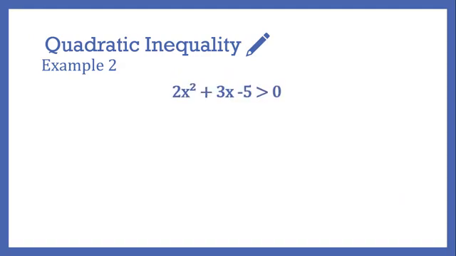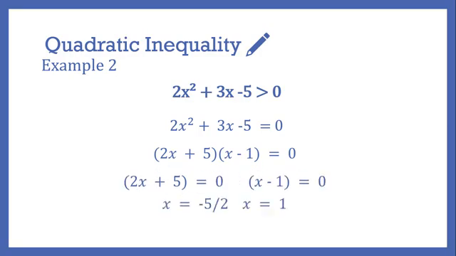Let us solve the quadratic inequality 2x squared plus 3x minus 5 is greater than 0. First, we will solve the corresponding quadratic equation 2x squared plus 3x minus 5 is equal to 0. Again, the left side of the equation is factorable, and the factors of 2x squared plus 3x minus 5 are 2x plus 5 times x minus 1 equals 0. We set each factor to 0 and solve each equation. Therefore, x equals negative 5 halves and x equals 1.